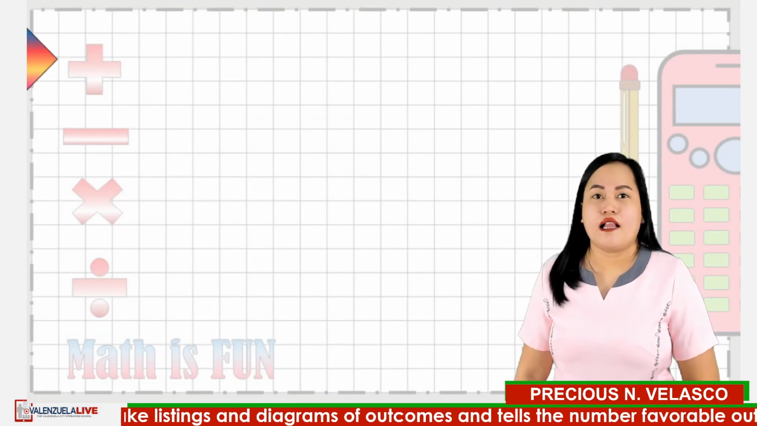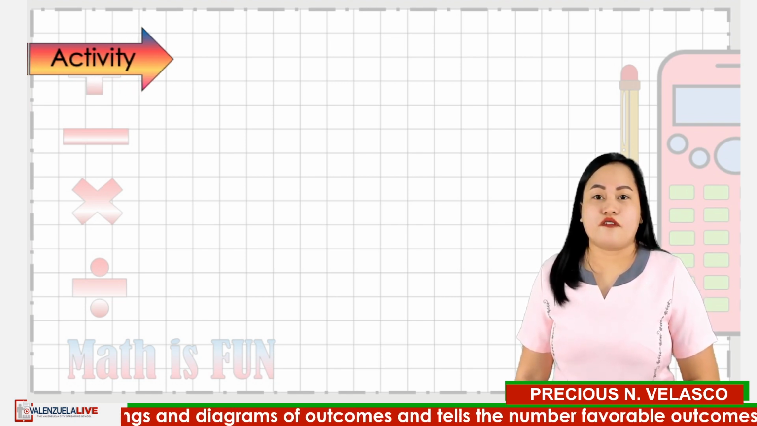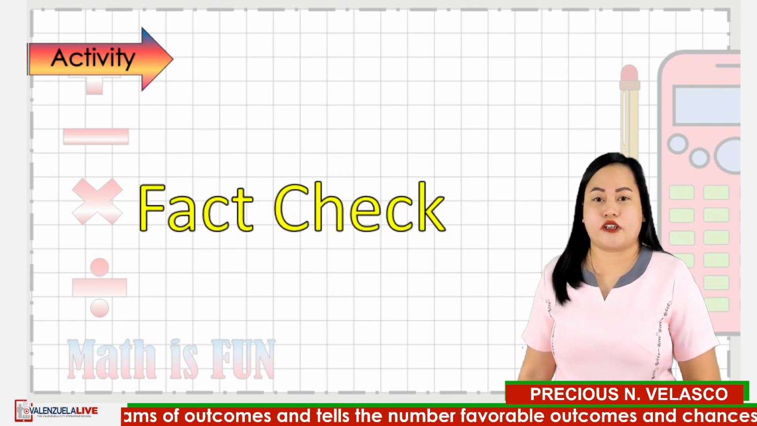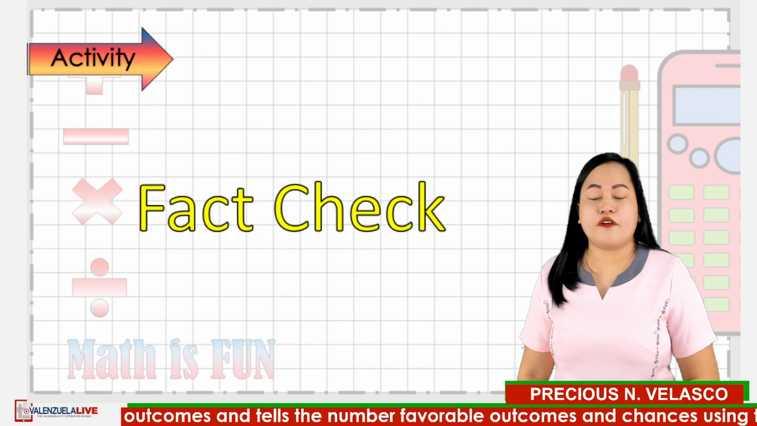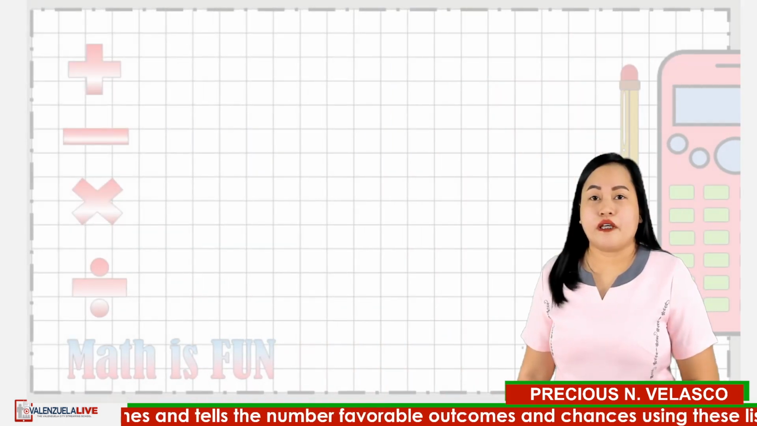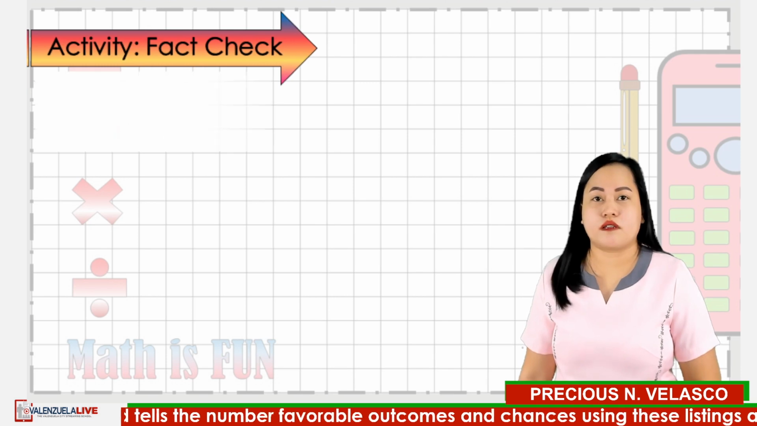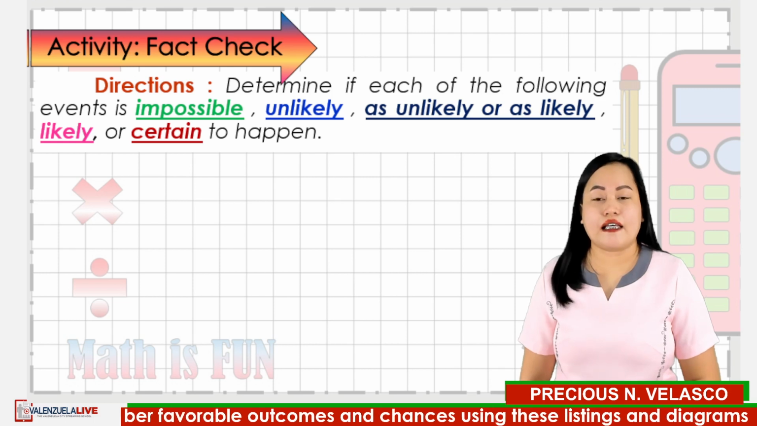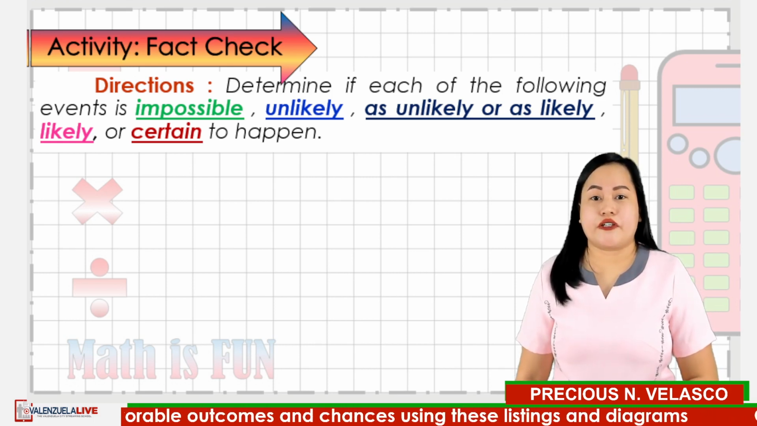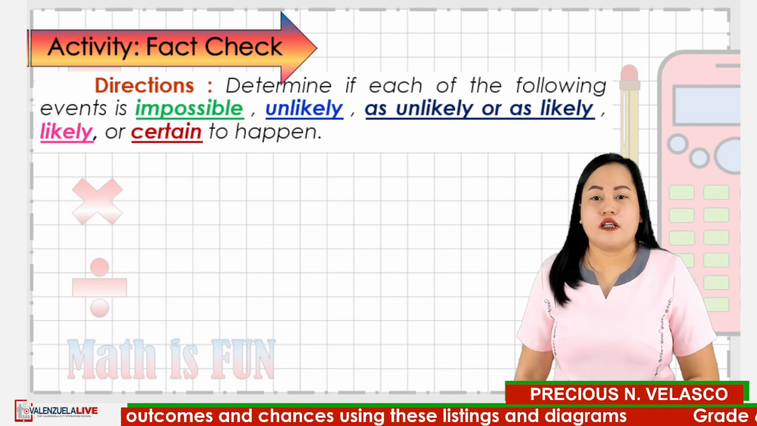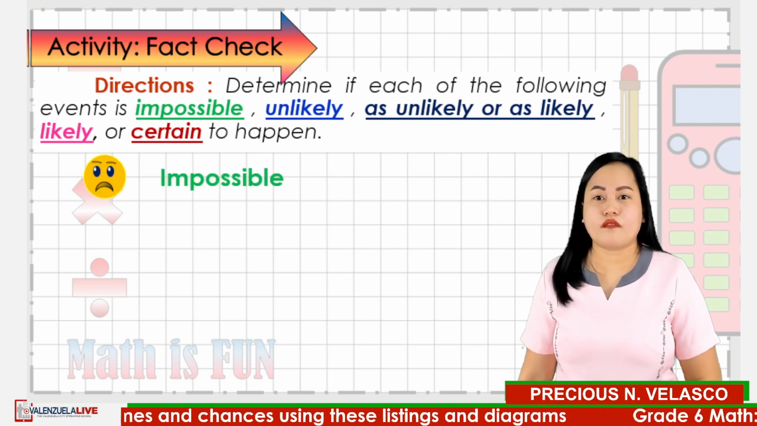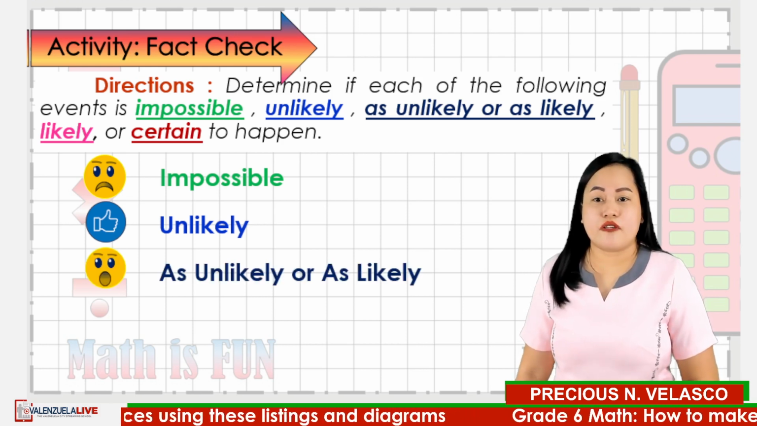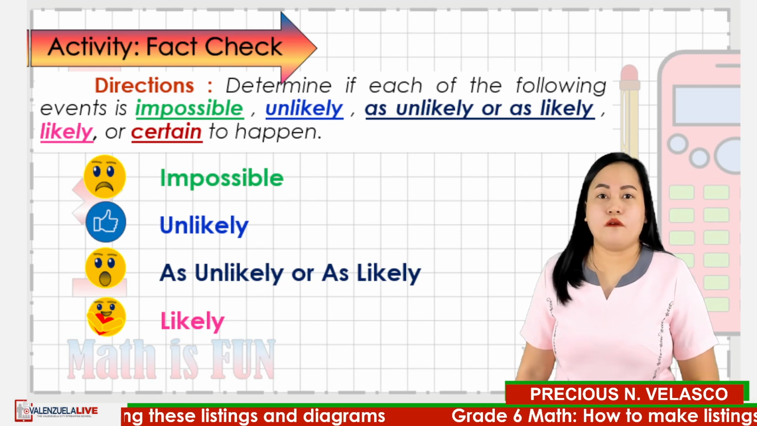But before that, let's have an activity to check if you still remember our previous discussion. This activity is entitled Fact Check. For the direction, you're going to determine if the following events are impossible, unlikely, likely, or certain to happen using the following reaction buttons. You can start by clicking those reaction buttons and you are given 5 seconds. So let's begin.